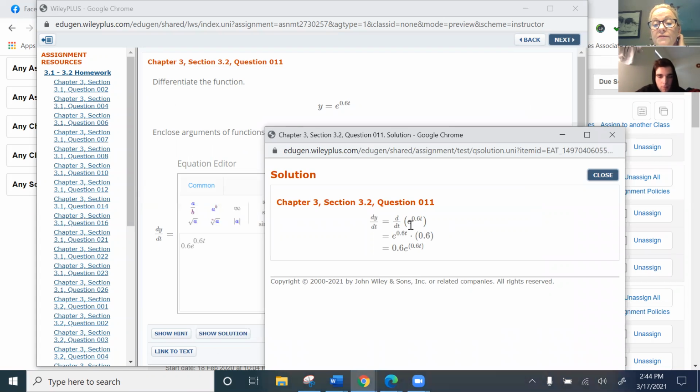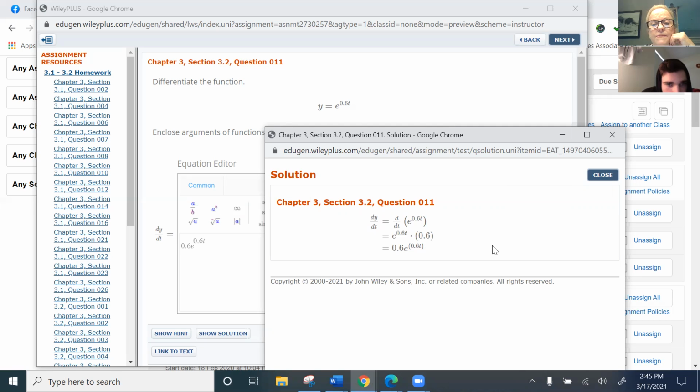Okay, so here we're taking the derivative of e to the 0.6 t power. So we're using the chain rule here, right? So the derivative of the outside function would just be e to the x, where we don't mess with that inside function. And then we multiply it by the derivative of the inside function. And the derivative of the inside function is just 0.6, right? Because it's the constant on the outside. So then all I'm doing is moving this 0.6 to the front. Make sure you put parentheses around this exponent.